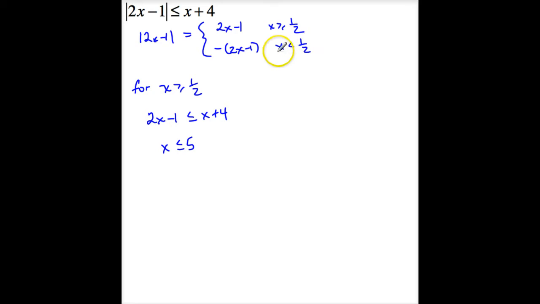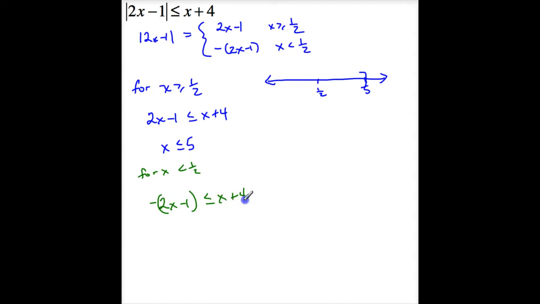So what would this look like on the number line? I'm going to put a number line right over here. All right. This is true for x between 1/2 and 5. And it does include the 5. All right, so let's do the second part. For x less than 1/2, I have minus 2x minus 1, and don't forget this parentheses, is less than or equal to x plus 4.